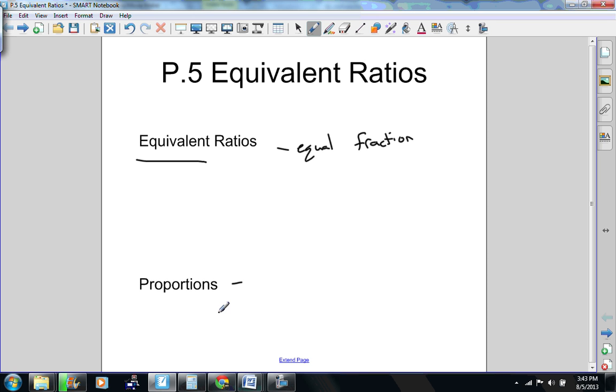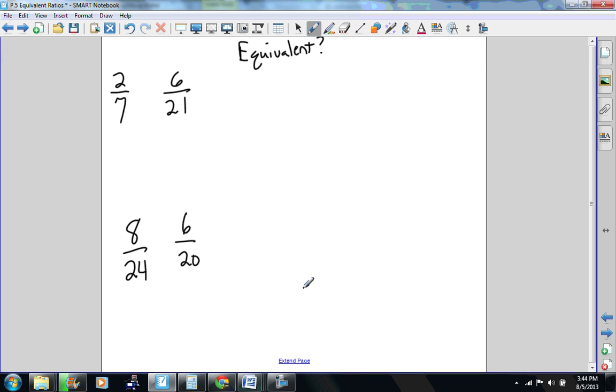Proportions are what these look like. If we have the fraction 2/3 is set equal to 4/6, that's a proportion. Okay, so lots of big words, but doesn't mean anything terribly difficult. Okay? First question is, are these equivalent fractions?